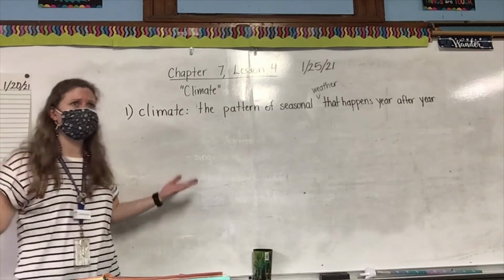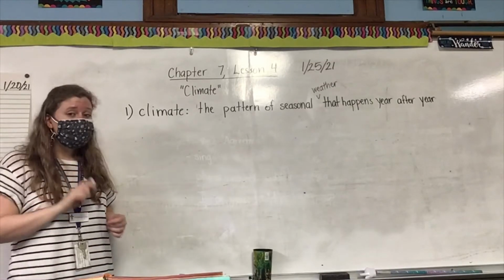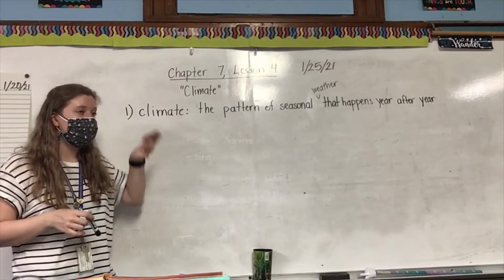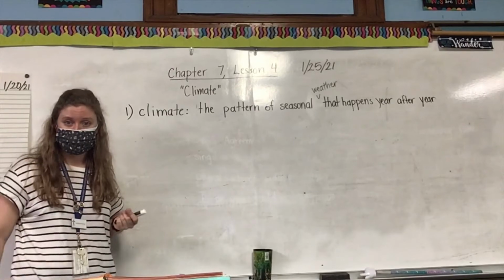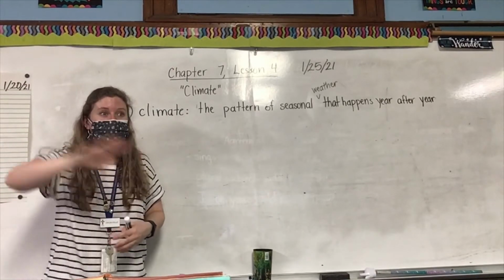What was I supposed to write there? Now I don't know because I didn't fix it in the moment. Make sure you reread. So climate tells us the pattern of seasonal weather that happens year after year. So what is it typically like in the winter in this place? It's a pattern. It stays the same. Does that mean it will never, ever change?